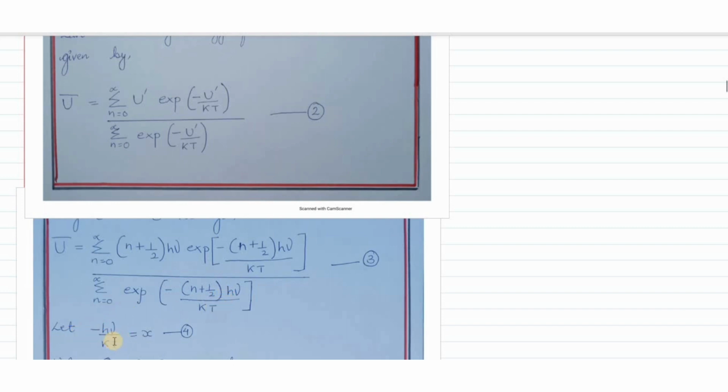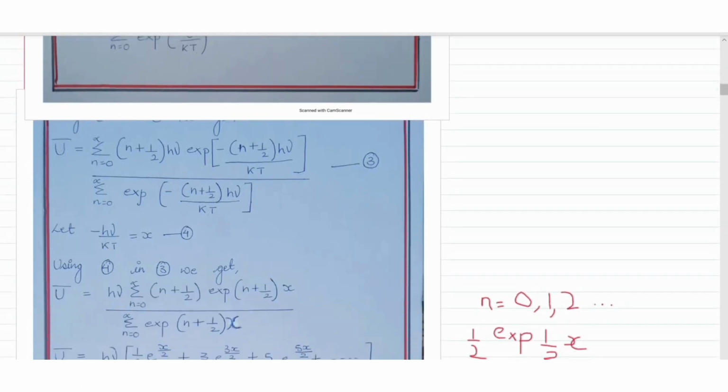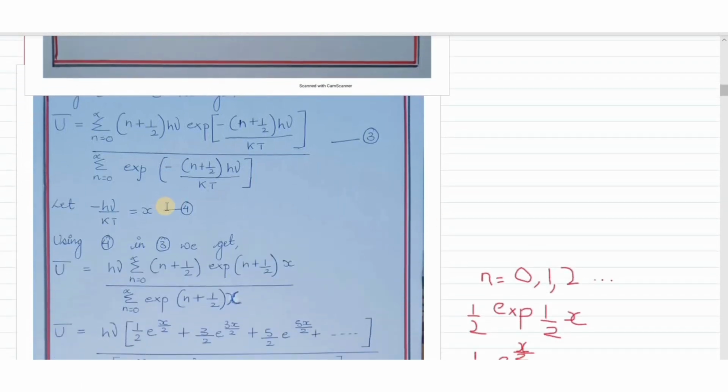Let minus h nu by kT be equal to x. This is our equation number 4. So we assume that minus h nu by kT is equal to x. Now using equation number 4 in equation number 3, we get that U bar is equal to h nu. Taking this h nu outside, we get the summation of n equals 0 to infinity of (n plus 1 by 2) exponential (n plus 1 by 2).